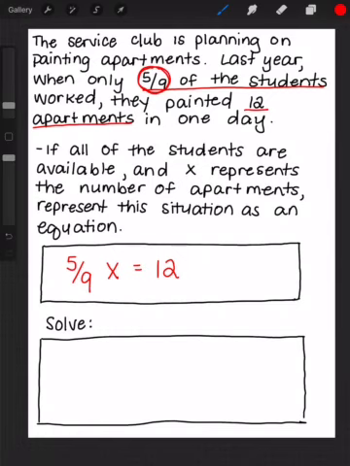So last week, what we said was we wanted to get 1x. That was our goal. So now, to get 1x, I need to take 5/9 and multiply that by the reciprocal. Remember, the reciprocal means I'm taking the fraction and flipping it upside down. So on both sides of my equation, I have 5/9 over here and 12 over here. I need to multiply by 9/5.